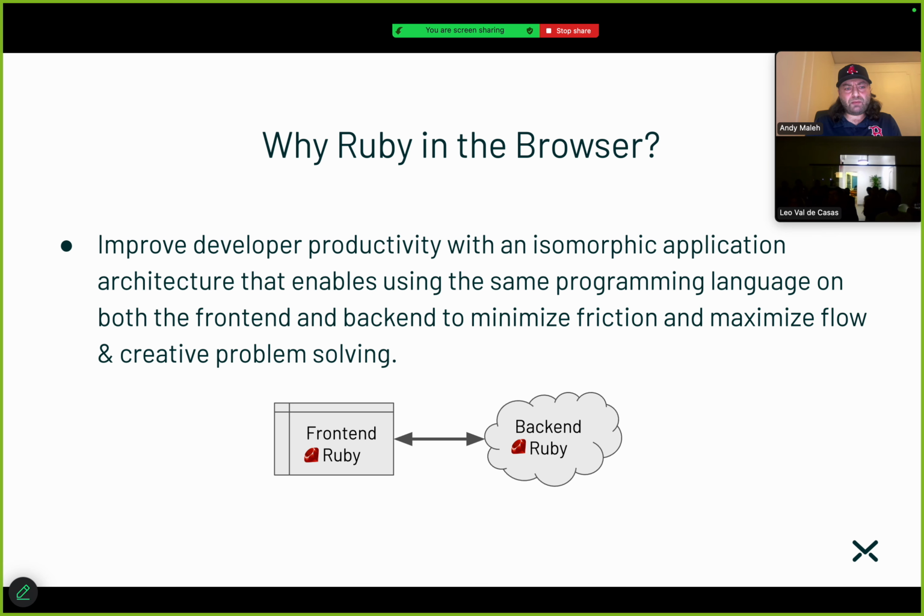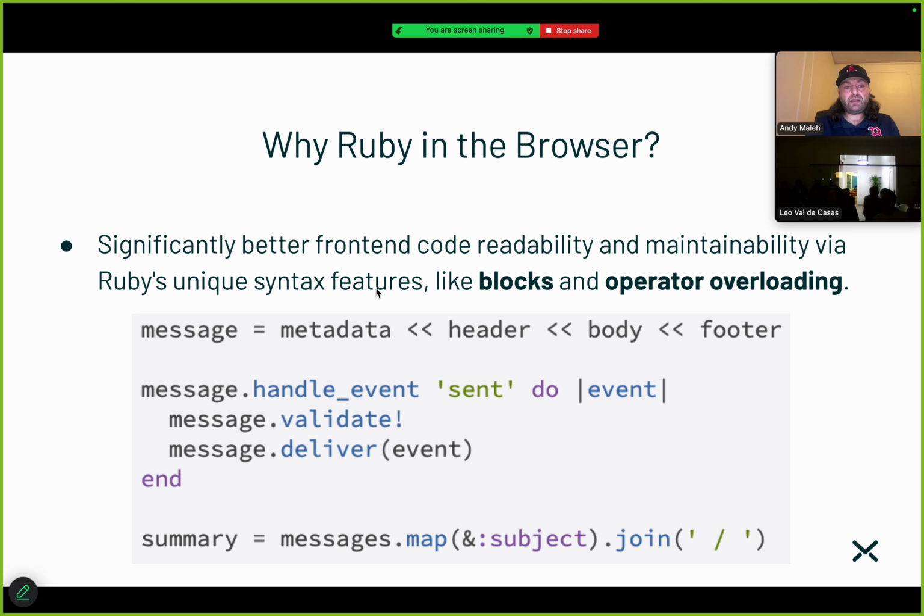So that's the reason why I built this project. But why Ruby in the browser? We want to improve developer productivity with an isomorphic application architecture that enables using the same programming language on both the front end and back end. We already love Ruby on the back end. It's a very good language. It is better than JavaScript for sure. That's why at my job, we use Rails. We don't use Node.js for the back end. It's because we know Rails and Ruby are more productive. So why not use it on the front end as well? Ruby is actually more productive on the front end too. It's just people haven't been taking advantage of that. So that's why I built Glimmer DSL for web, to take full advantage of Ruby in the front end as well, because Ruby is an excellent language for that.